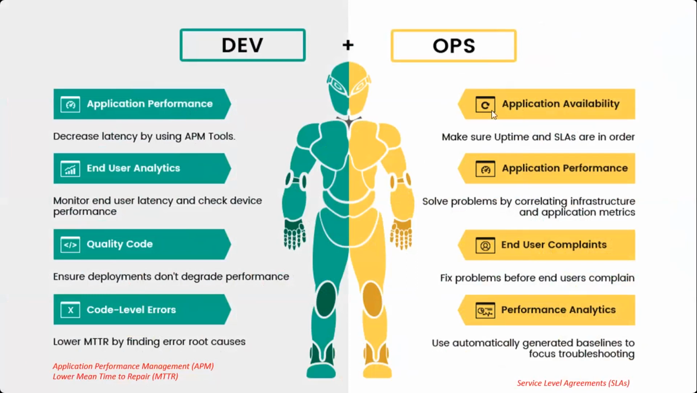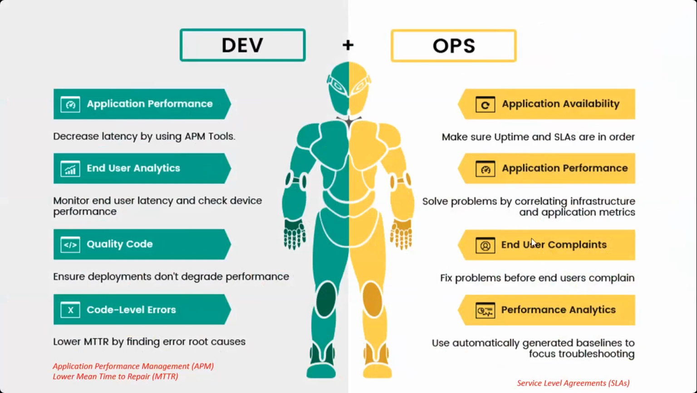We say that we need to make sure that uptime and service level agreements are in order, to ensure that the application is always available and always meets performance standards. And for application performance, you can solve a problem by correlating infrastructure and application metrics. This is to address performance issues by analyzing both the application and its underlying infrastructure.